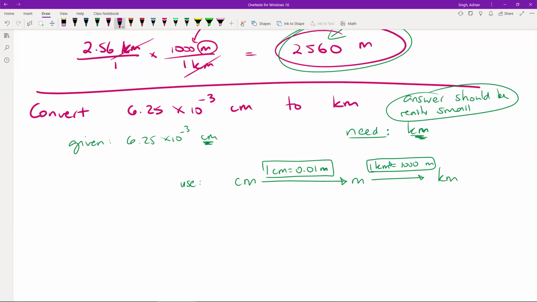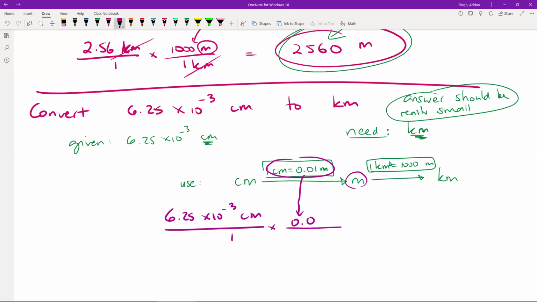So I always start with what's given. So 6.25 times 10 to the minus 3 centimeters. Put that over 1. And then my first conversion is to go from centimeters to meters. I'm going to take this and stick it in here. I'm going to put it in such a way that I want to end up with meters as my intermediate unit. That should then go on top, right? The thing with meters should go on top. So 0.01 meters on top. That's for every centimeter on the bottom. Centimeter goes away, cancels out. I'm at meters, my midway point.